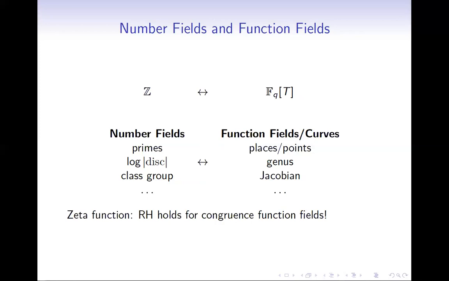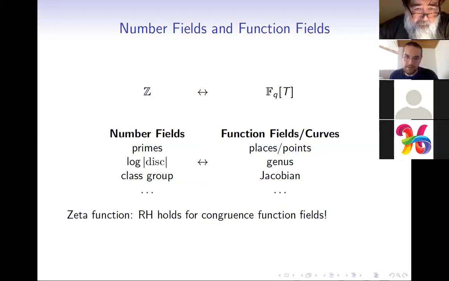Just as a motivation to say why curves over finite fields might still be very interesting, I always start with such a slide saying that you have these two parallel worlds of number fields and function fields, and they share many commonalities. It goes all the way back to the analogy between the ring of integers and the ring of polynomials in one variable over a finite field. On one hand, you obtain number fields; on the other hand, function fields or algebraic curves over finite fields.